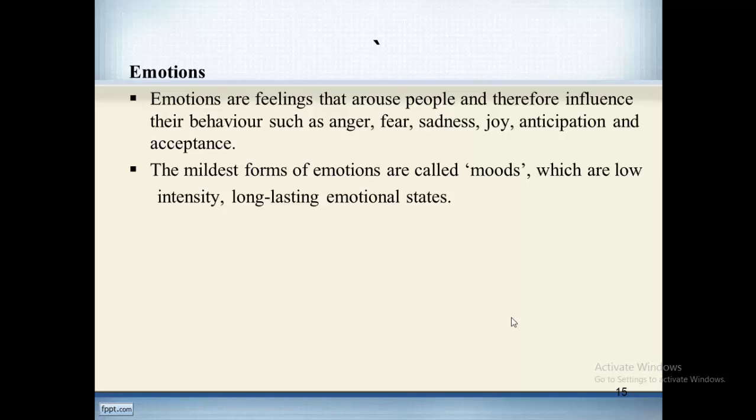Anger, fear, as discussed in the previous slide, that some of the people may not be able to bear the burden properly, so they feel fear in a competitive environment, in a tense environment. Sadness, joy, all these are the factors which can affect the behavior of the employee, and ultimately the productivity of the organization, sometimes leading to the failure in the achievement of some of the goals. And the modest form of emotions are called moods, which are low intensity and long-lasting emotional status.